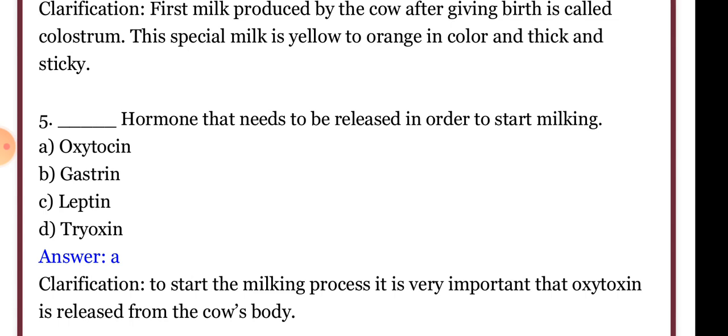So the clarification is that to start the milking process, it is very important that oxytocin is released from the cow's body. The worst method to make the animal give milk is by injecting oxytocin from external sources. Never inject oxytocin into the animal to make it give milk, as external sources of oxytocin have harmful effects on the animal. The internal sources of oxytocin are managed by other physiological mechanisms of the animal.